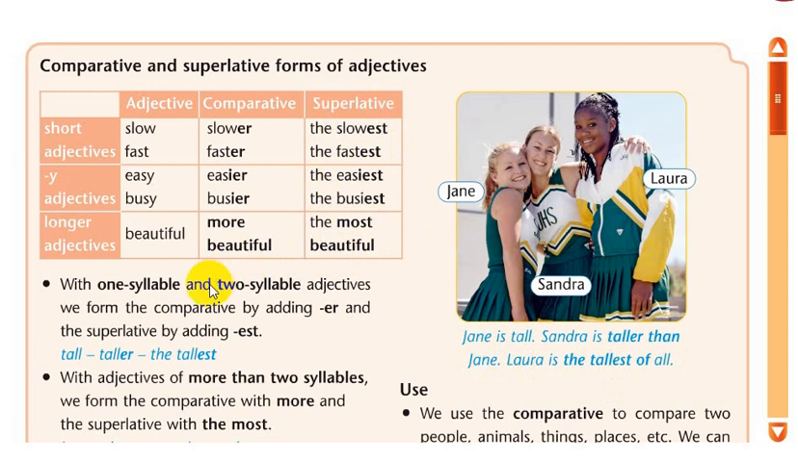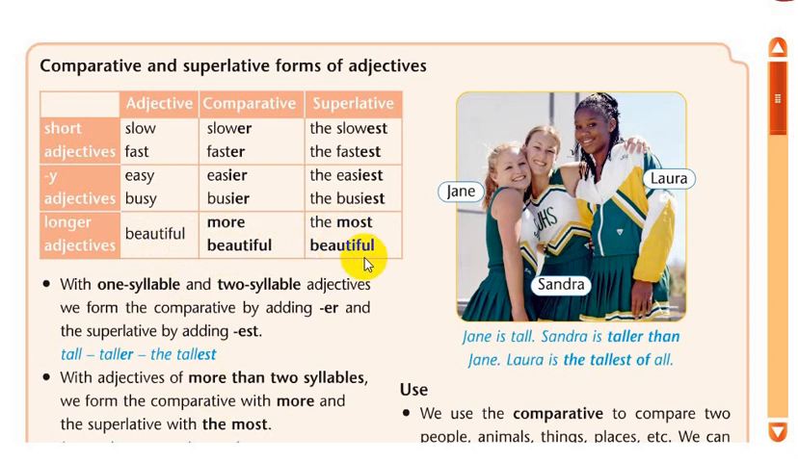Here we have our rule. With one-syllable or two-syllable adjectives, we form the comparative by adding -er and the superlative by adding -est. Tall, taller, the tallest. With adjectives of more than two syllables, we form the comparative with more and the superlative with the most. You see this example with the word beautiful: beautiful, more beautiful, the most beautiful.